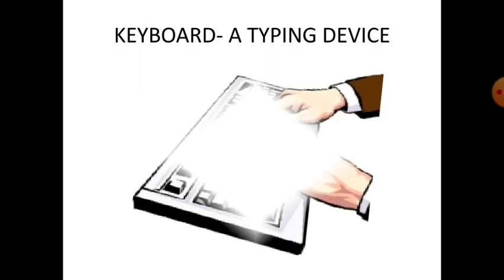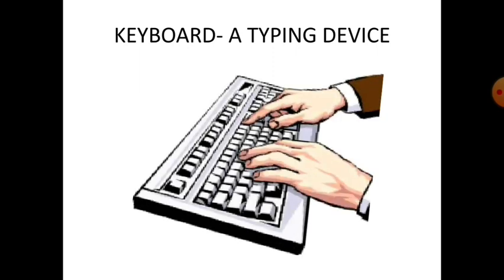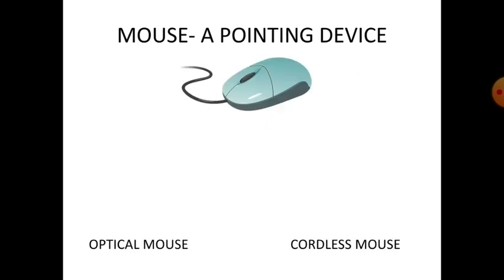First input device is the keyboard, a typing device. This input device is used to enter data and instructions using more than 100 buttons present on it. These buttons are called keys, and so it is called a keyboard. In a standard keyboard, there are 104 keys showing letters, numbers and other special characters. Our next input device is the mouse, a pointing device.